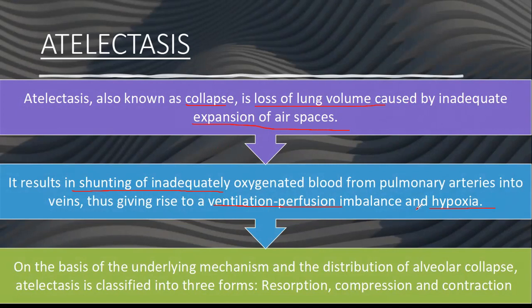Okay, so how is atelectasis classified? You use the underlying mechanism and the distribution of the alveolar collapse. Using those bases, you will classify it into three forms: resorption atelectasis, compression atelectasis, and contraction, or cicatrization, atelectasis. Now, let me show you a picture of that.